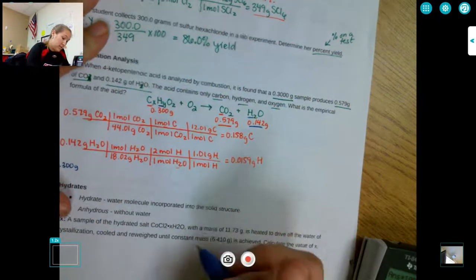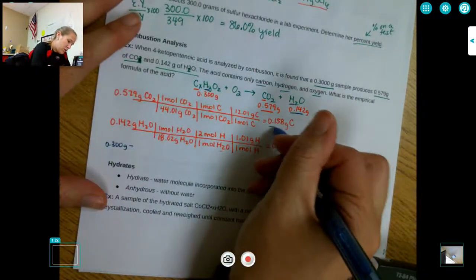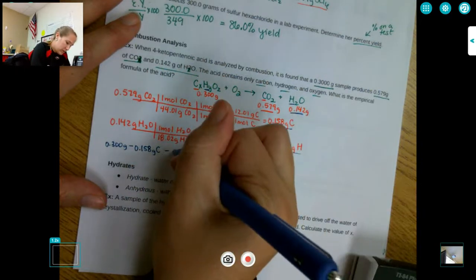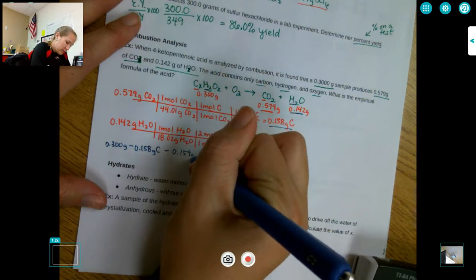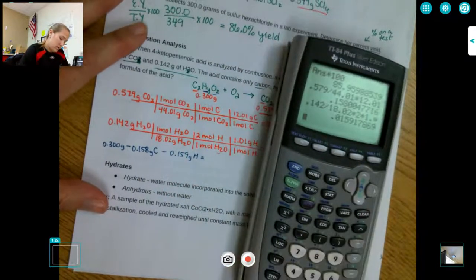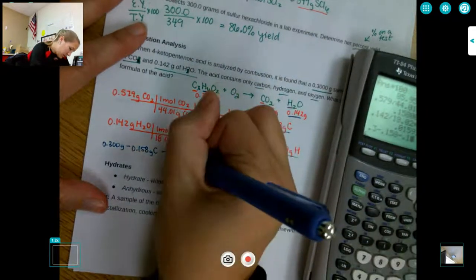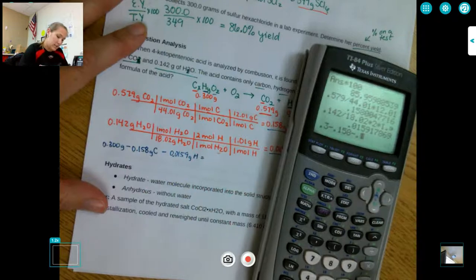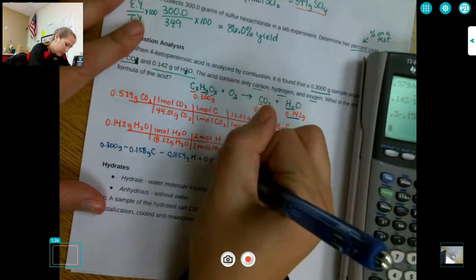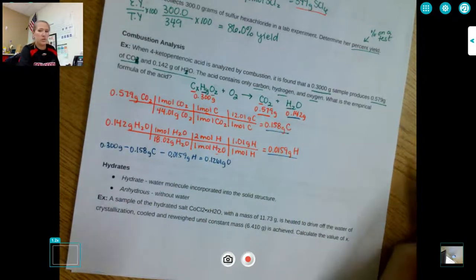So that means that in my total sample of 0.3 grams, I did not leave you guys enough room on this, sorry. If I subtract off my 0.158 grams of carbon, and then I subtract off my 0.0159 grams of hydrogen, I will be left with my mass of oxygen. So 0.3 minus 0.158 minus 0.0159, I get 0.1261 grams of oxygen.